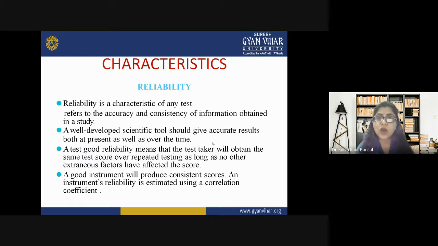But if it is not being affected by any outside factors, when the test is repeated on one population, once and then the next time, maybe the same day or another day, another week, it will not be affecting the scores. So a good instrument will produce consistent scores, and an instrument's reliability is estimated using a correlation coefficient. So this is how it is done.